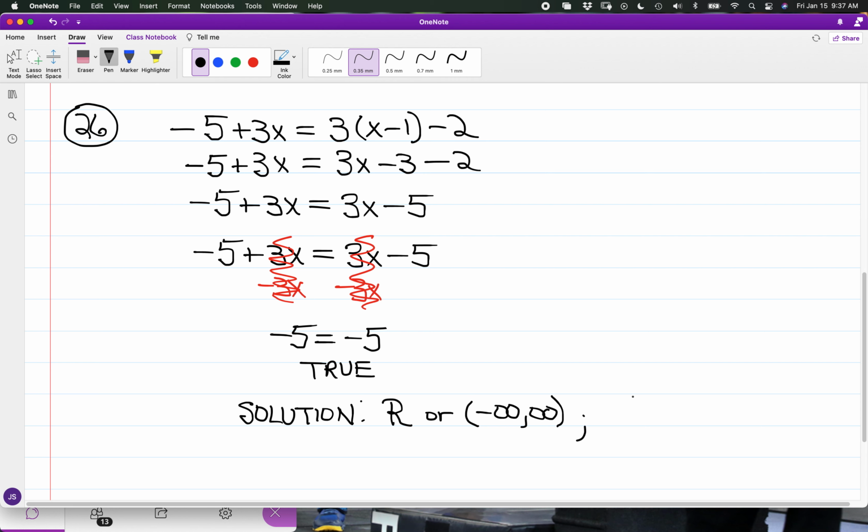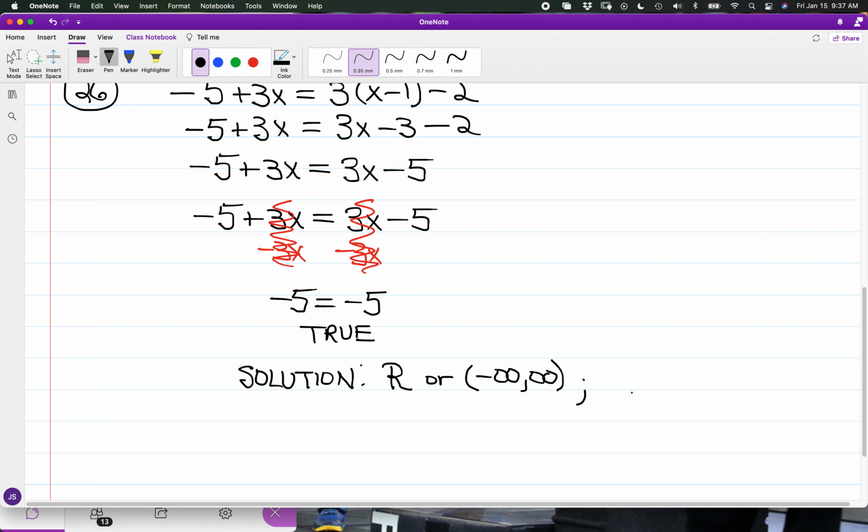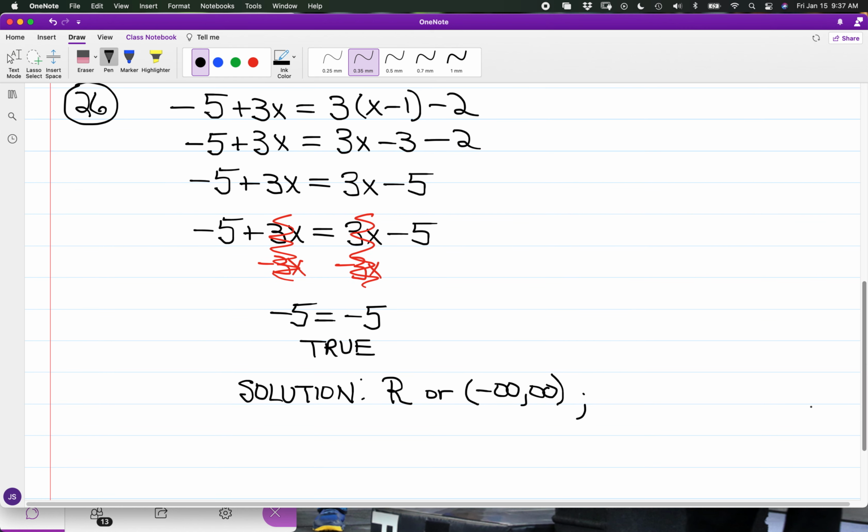And in this particular instance, when we had no solution, we had a contradiction, but now for the solution to be the set of all real numbers, this one is going to be an identity.